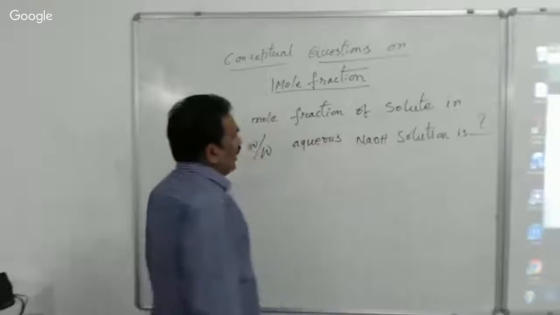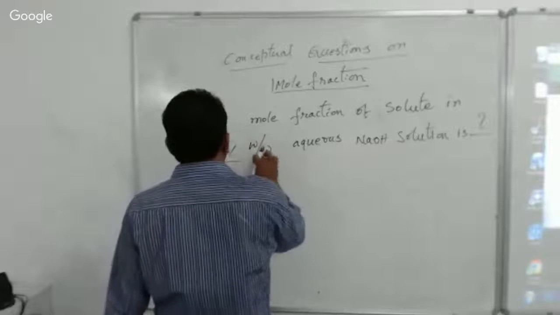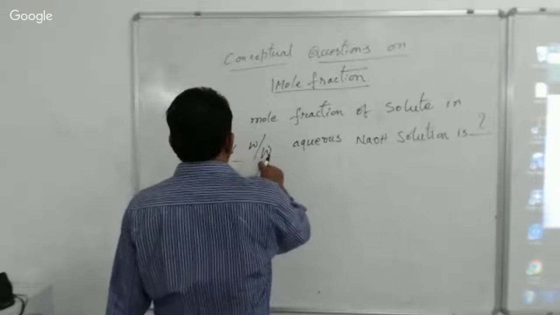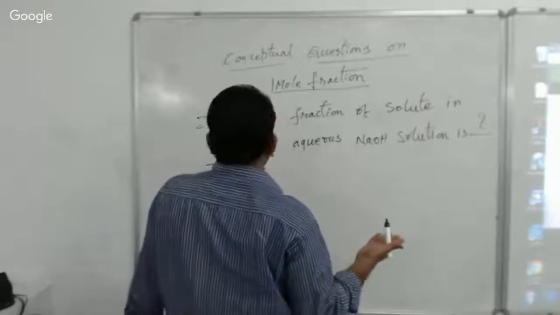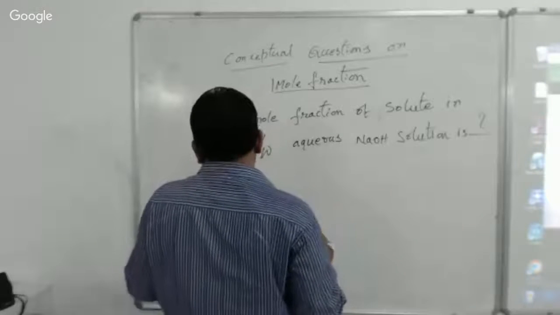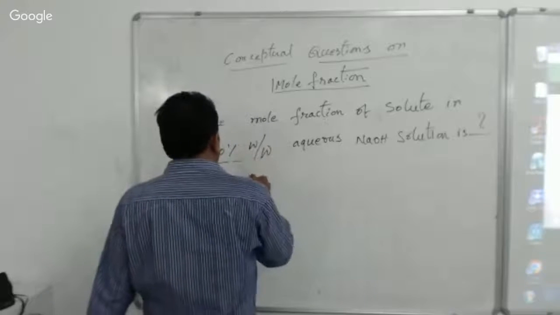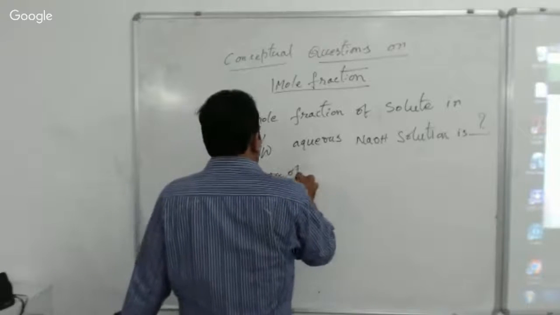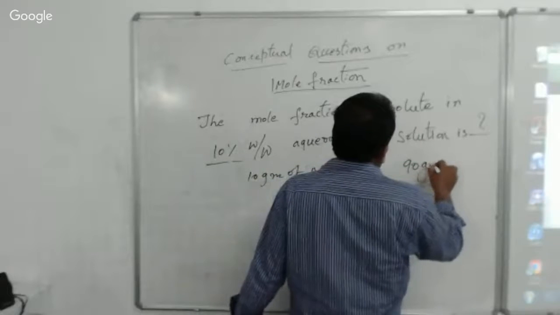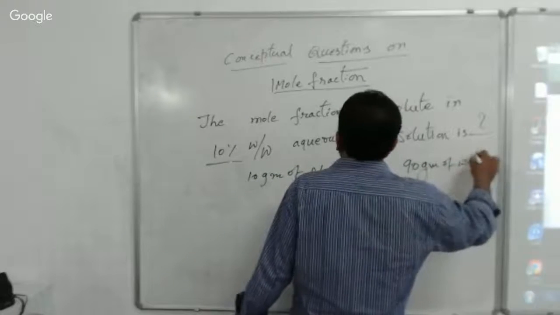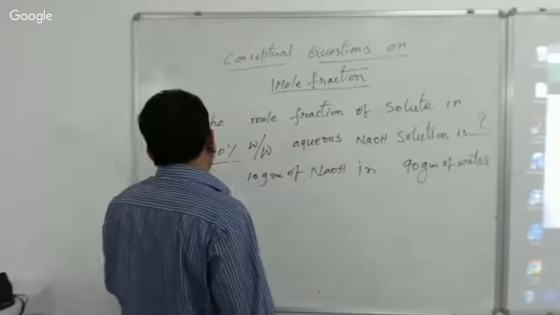Whenever you look at the percentage, and the relation here, it is a weight relation. So 10% solute means the remaining 90% is the solvent. So a 10% solution means 10 gram of NaOH, sodium hydroxide, in 90 gram of water, because here it is given by weight. Then, what is it asking? The mole fraction of solute.